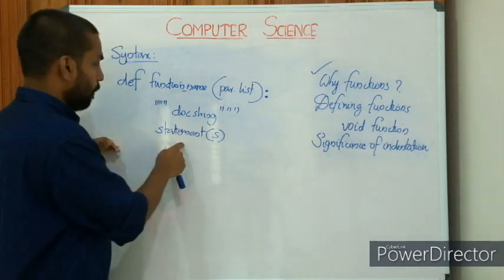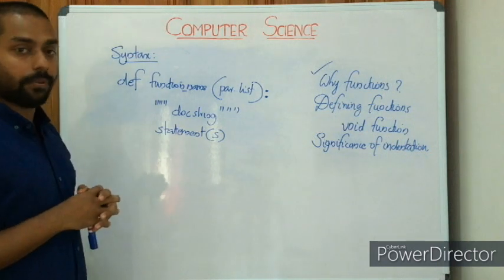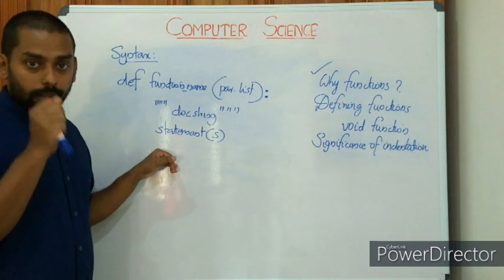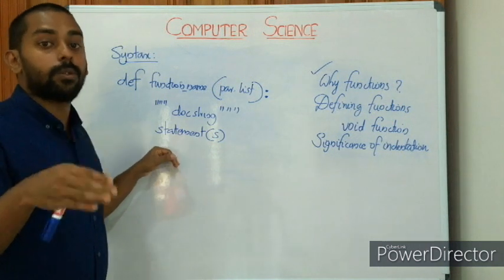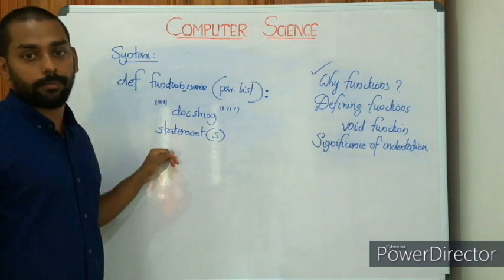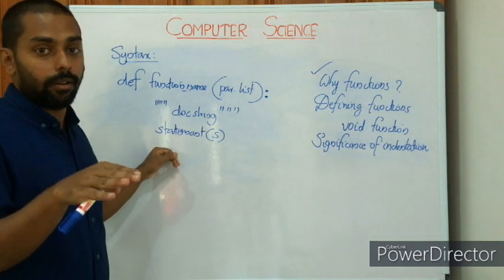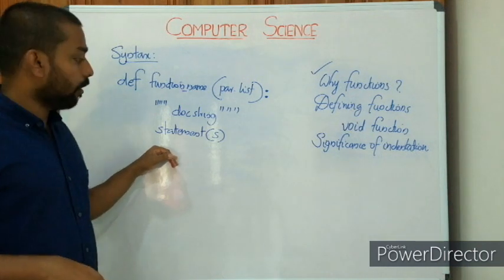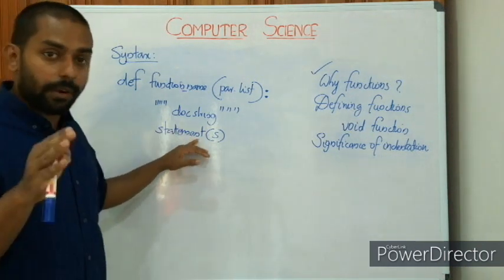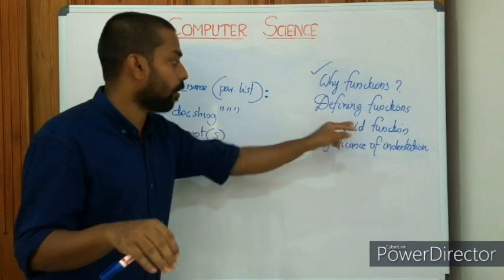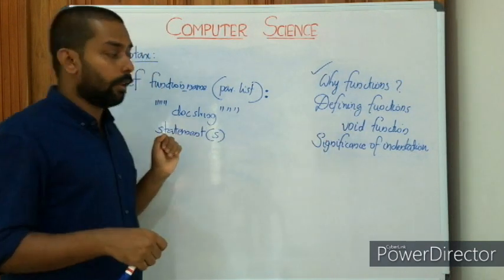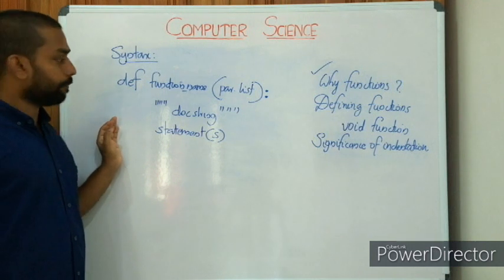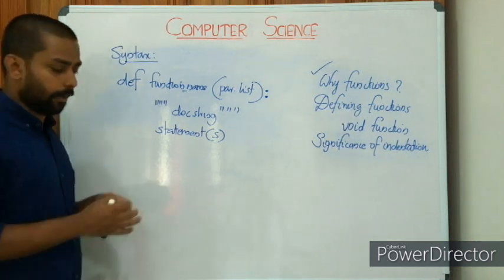So this is the syntax of defining a function, and we have one more component, return. There is a keyword return which is used to return values. That is also optional. We can have a return value, or we can't. We are coming to it. The type of function which does not return any value is called a void function. We are coming to it. So this is the syntax of defining a function. It's very simple.